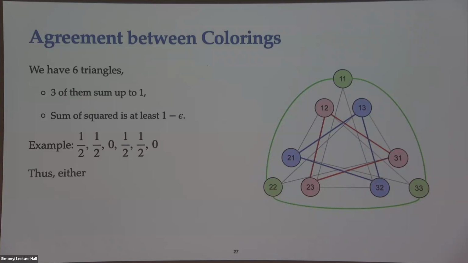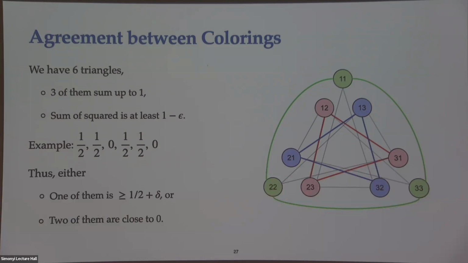So we know that either one of the agreements is larger than half plus some small constant, or, if all of these numbers are smaller than half plus delta, then we can prove that 2 of them must be close to 0. Basically, this example is the only case. So two of the triangles must be close to 0. This basically means that you can delete 2 triangles in here.